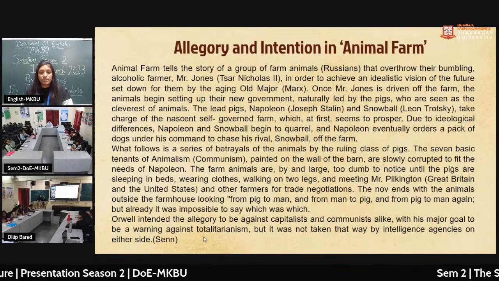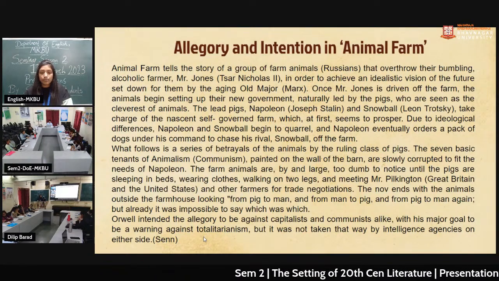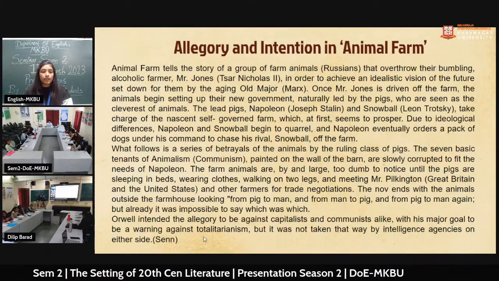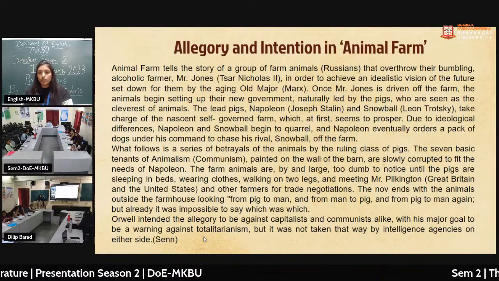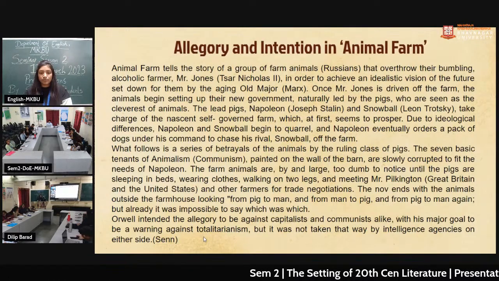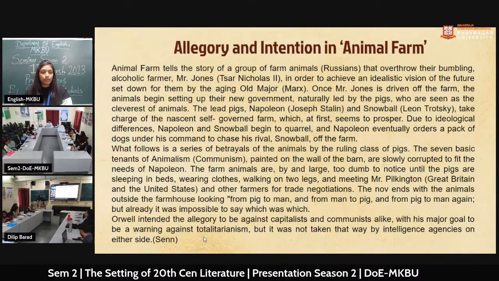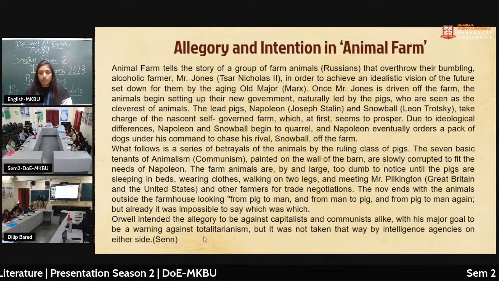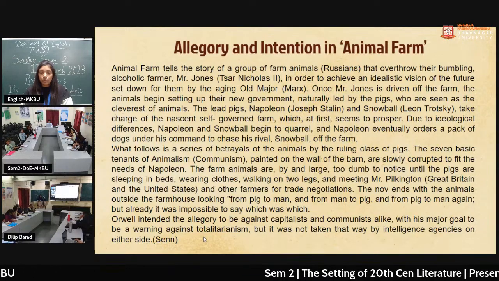Once Mr. Jones is driven off the farm, the animals begin setting up their new government, naturally led by the pigs, who are seen as the cleverest of animals. The lead pigs, Napoleon as Joseph Stalin and Snowball as Leon Trotsky, take charge of the nascent self-governed farm, which at first seems to prosper. Due to ideological differences, Napoleon and Snowball begin to quarrel, and Napoleon eventually orders a pack of dogs under his command to chase his rival Snowball off the farm.